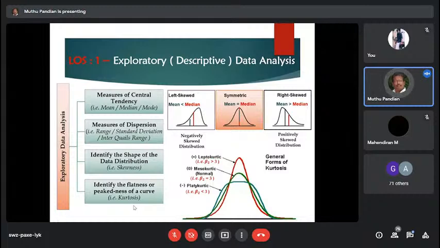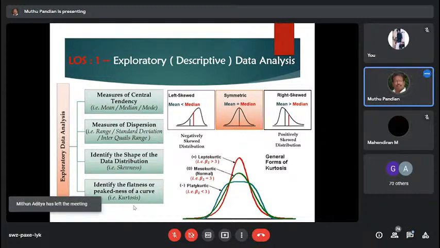Skewness talks about whether it is a symmetrical curve or it is skewed somewhere, on the left-hand side or the right-hand side. And finally, kurtosis talks about the height. How tall I am, how fat I am: my fatness is talked about by the skewness, and my height is talked about by the kurtosis.